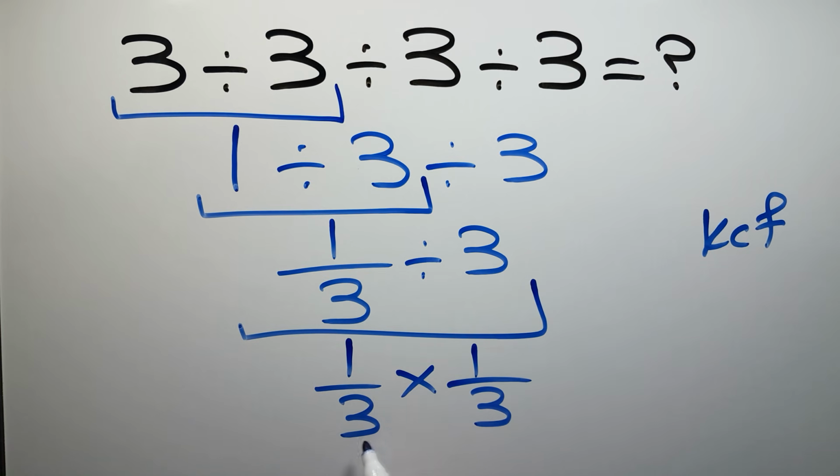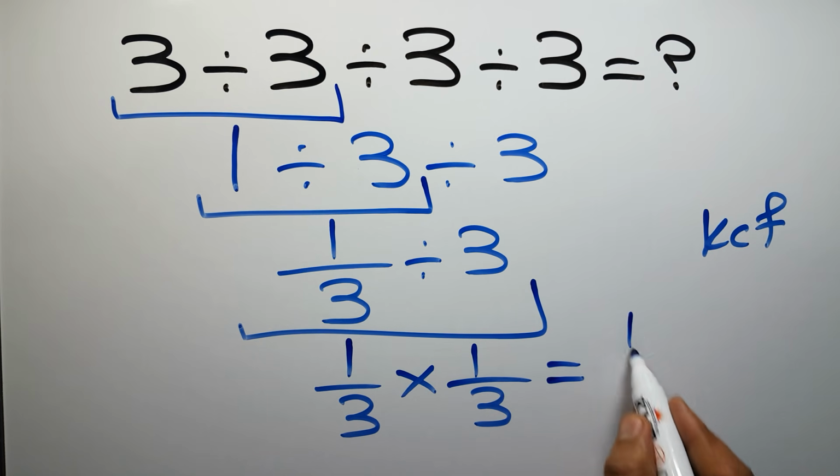So 1 over 3 times 1 over 3, which equals 1 over 3 times 3 gives us 9. So 1 over 9. And this is our final answer to this problem.